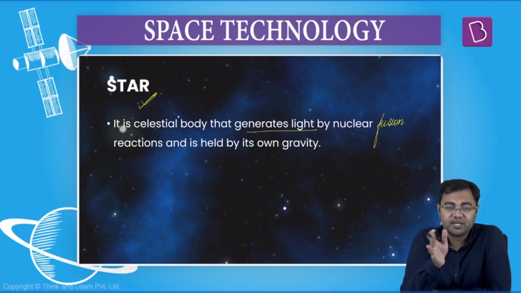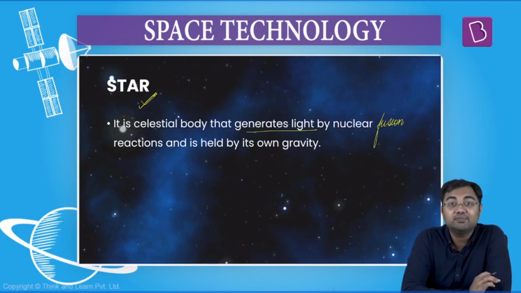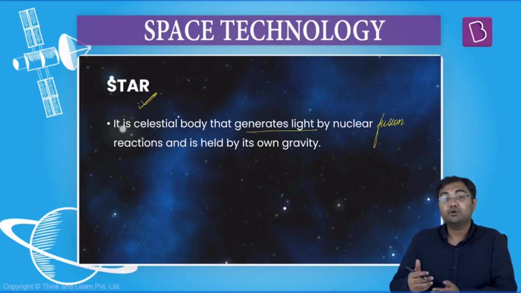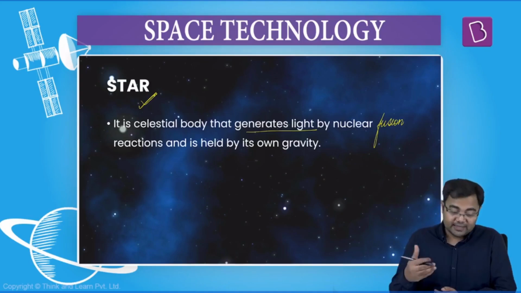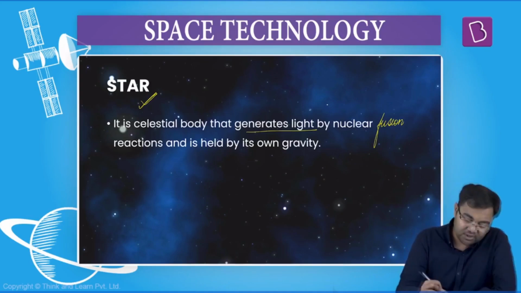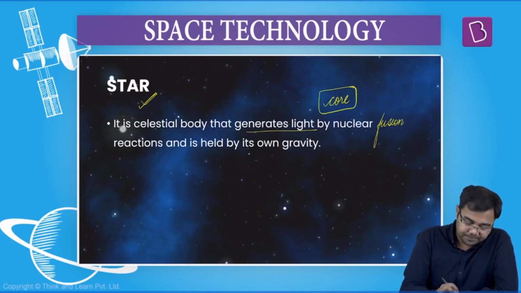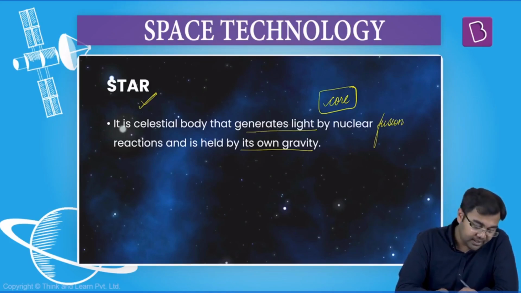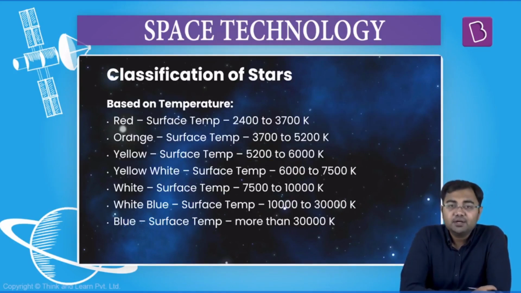Similarly, you have n number of stars in the universe. There are billions and billions of stars which are present, and all these are the stars which can generate their own heat and light because of the nuclear fusion reactions that are happening at the core. This nuclear fusion reaction will be happening at the core of a star, and it is held by its own gravity.